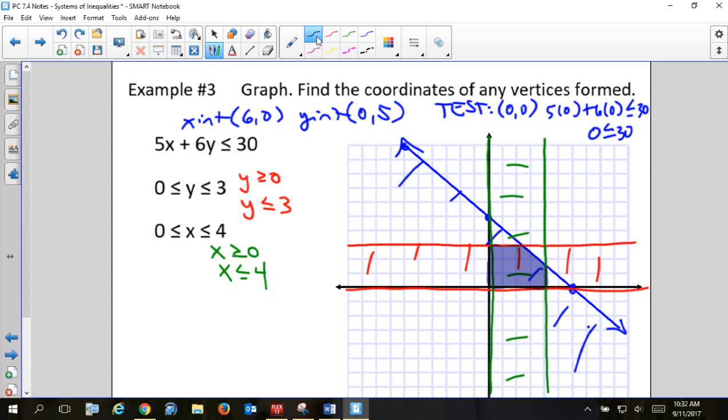I have a quick question. So do we always shade inside the two lines? If it's set up with the variable in between two numbers, then yes.